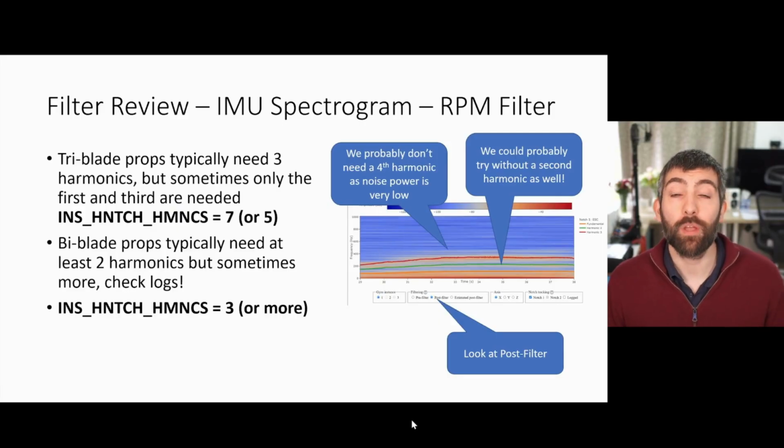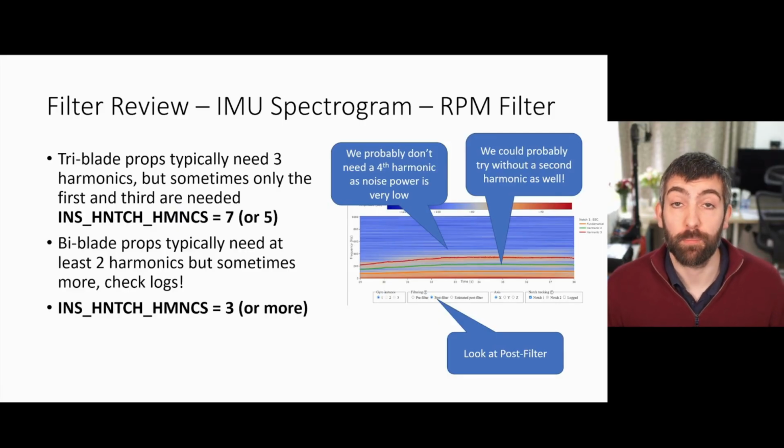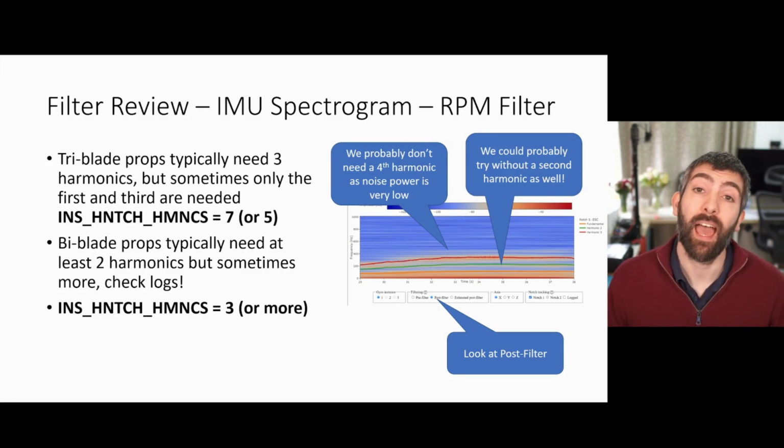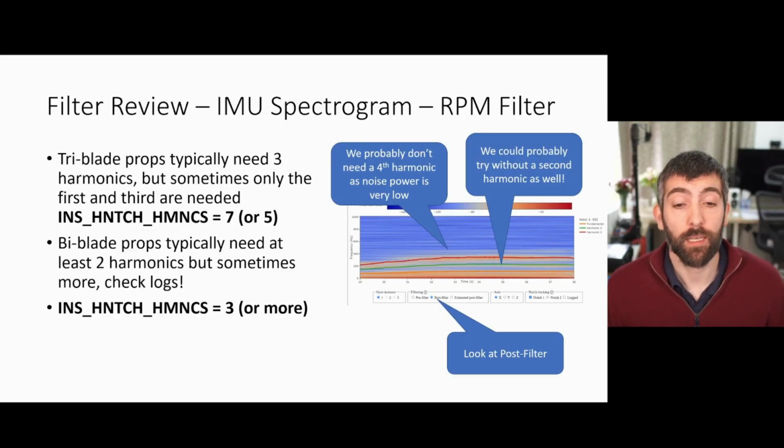Up until now, we've been looking at the pre-filter data. So that's the data from the gyro before any of the software filters are applied. So before the gyro low pass filter and before any of the harmonic notches. If on the IMU spectrogram we tick post filter instead, then you can see the effect of the gyro low pass filter and the harmonic notches.